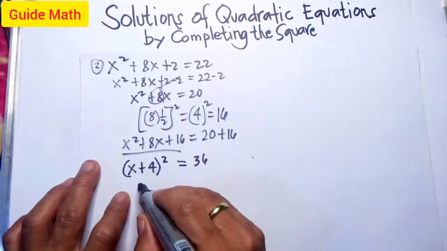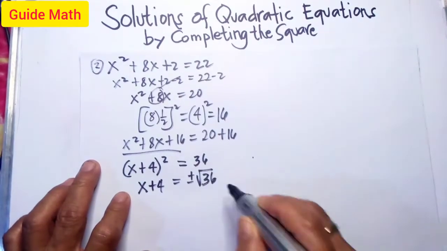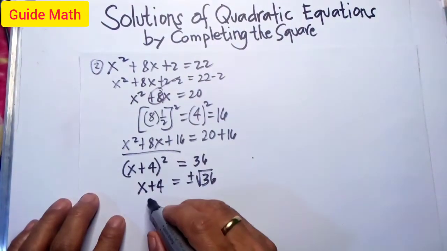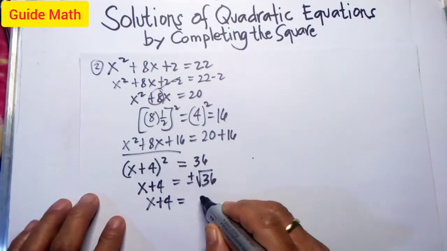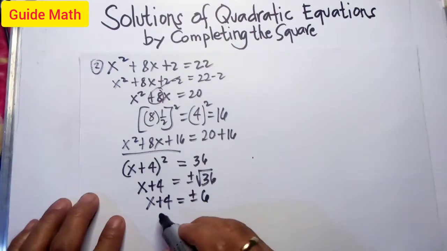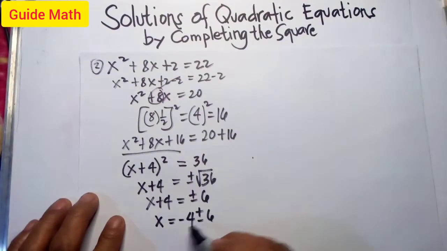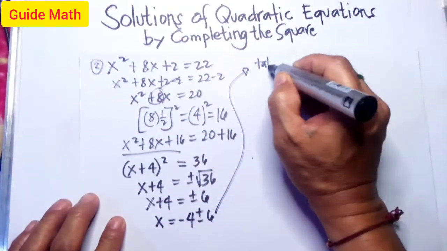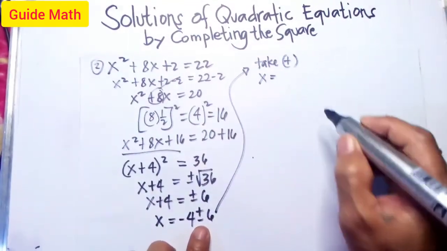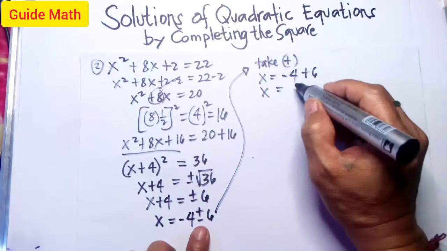So extracting square root, directly we have x plus 4 is equals to plus or minus square root of 36. Okay, so nagkataon that 36 is a perfect square, so this will become x plus 4 is equals to plus or minus 6. Then transpose positive 4 on the right hand side, x equals to negative 4 plus or minus 6. So if you have to take positive here, take positive, so we have x is equal to negative 4 plus 6. So x is equals to positive 2.